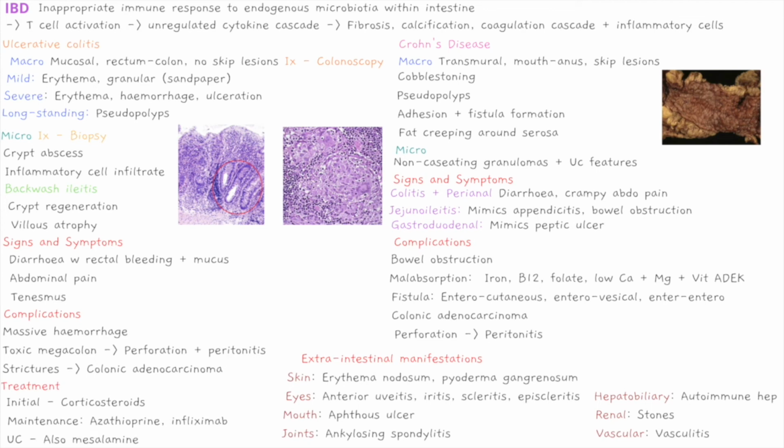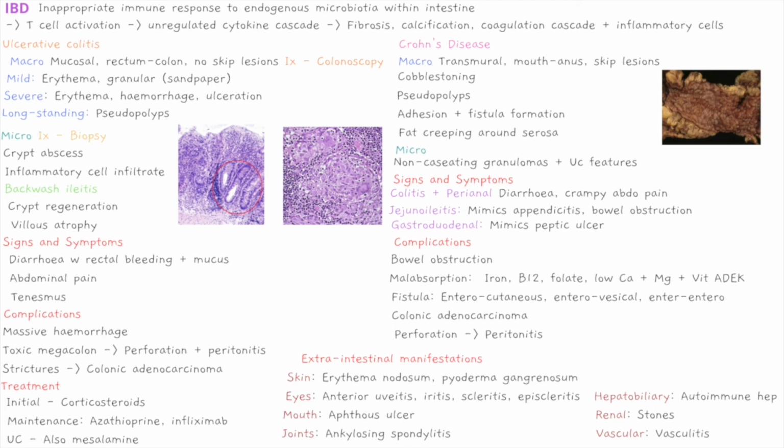Finally, treatments are two stages. Initial is when there's a flare-up, and maintenance that prevents a relapse. Initial therapy includes corticosteroids such as prednisone. Maintenance, there are a few options including immunomodulators such as azathioprine.